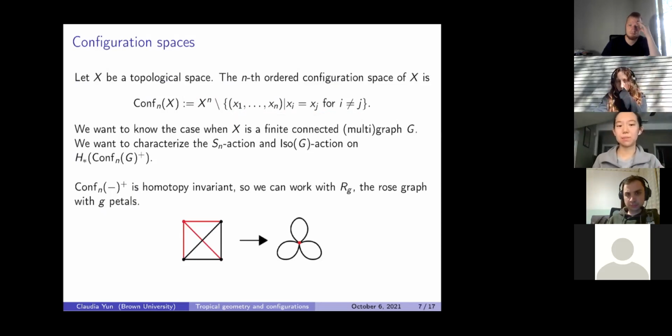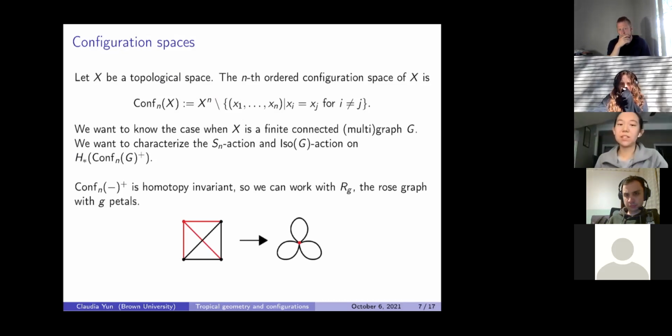Intuitively, what this means is that we're putting n particles inside our topological space X, and we're saying no pair can collide. So you can just think of n points running around our graph or any other topological space. In our case, we want to know what happens when X is a finite connected multigraph. And we want to know how we can characterize the S_n action on this space by permuting these labeled particles, as well as how the isometry of our graph acts.